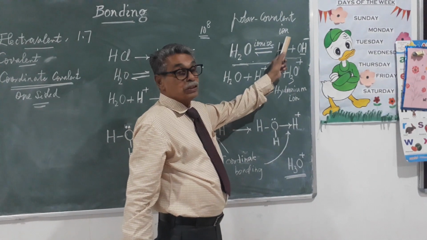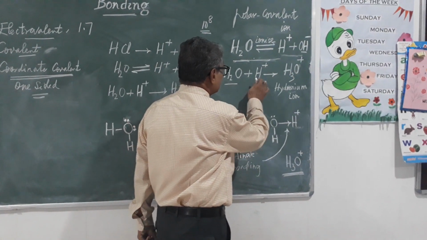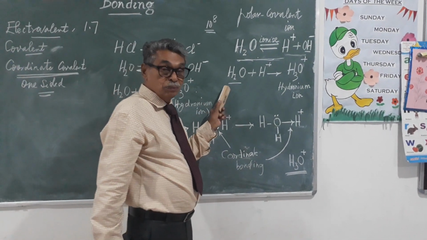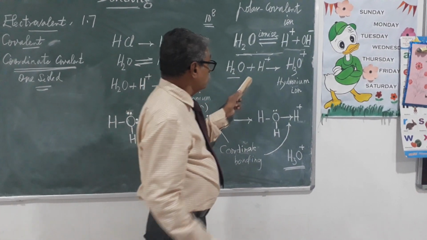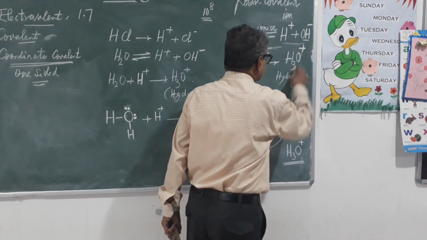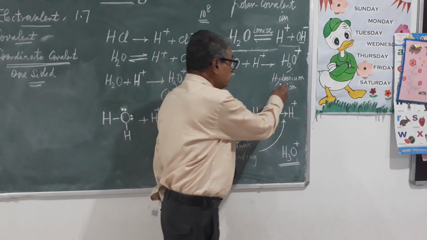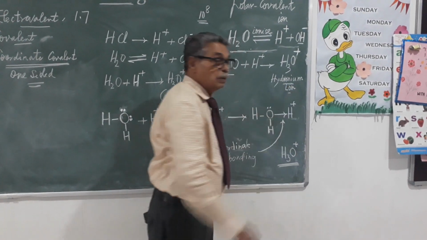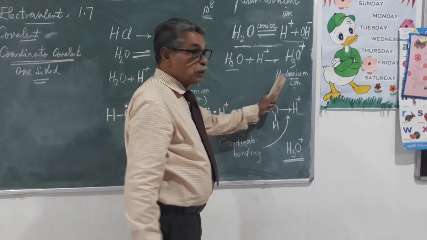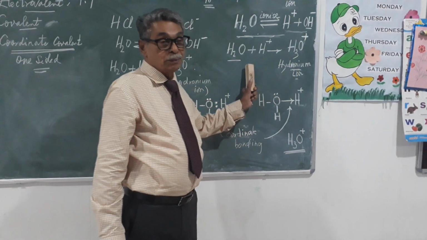This hydrogen ion which is formed combines with another water molecule. The hydrogen ion combines with another water molecule, forms H2O plus H, it forms H3O plus. This H3O plus is called the hydronium ion. This hydronium ion is responsible for the acidity of a solution.